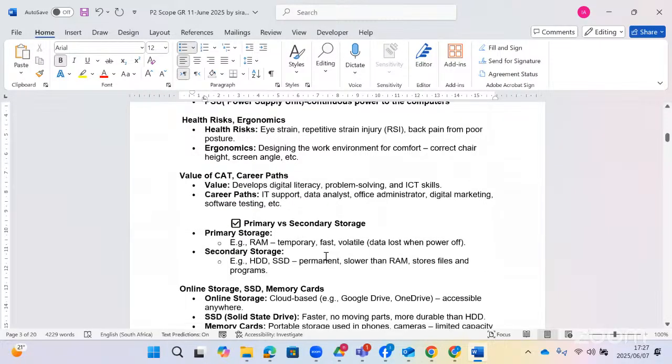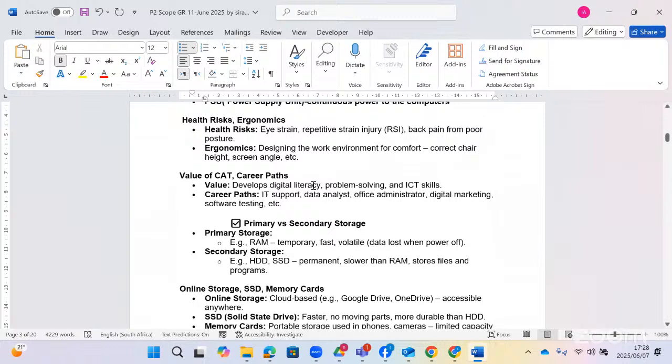Now, the value of CAT, the career path, you did it in grade 10, grade 11, term 1. What are the values of CAT? Computer Applications Technology. That's developing digital literacy in order for you to solve different problems and get ICT skills. Now, what are some of the career paths that you can follow when you study CAT? There are several career paths. One, IT support or IT data analyst.